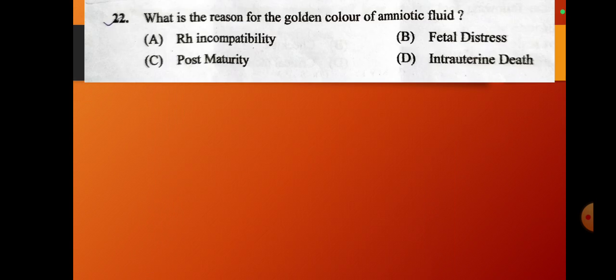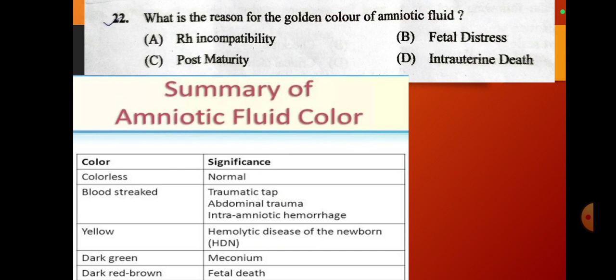What is the reason for the golden color of amniotic fluid? Option A, Rh incompatibility. Option B, fetal distress. Option C, post maturity. Option D, intrauterine death. If the color is colorless, it is normal. Blood streaked amniotic fluid signifies traumatic tap, abdominal trauma, or intraamniotic hemorrhage. If the color is yellow, there is a chance of hemolytic disease of the newborn, HDN.